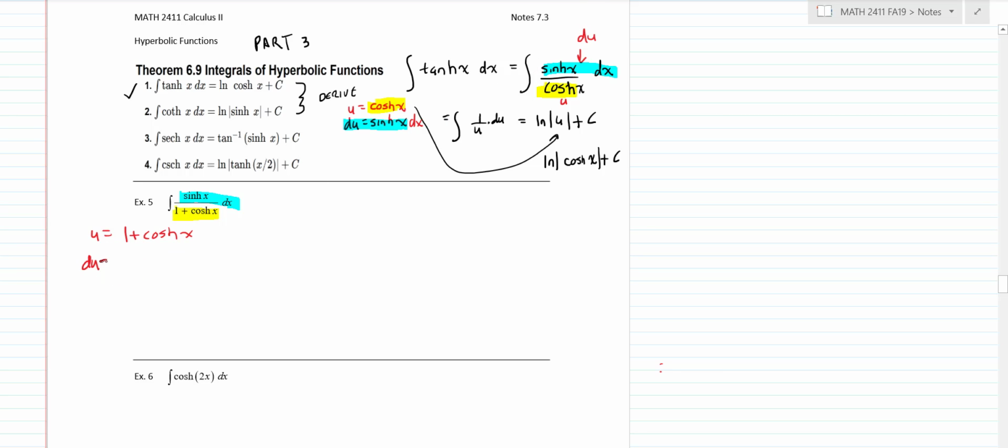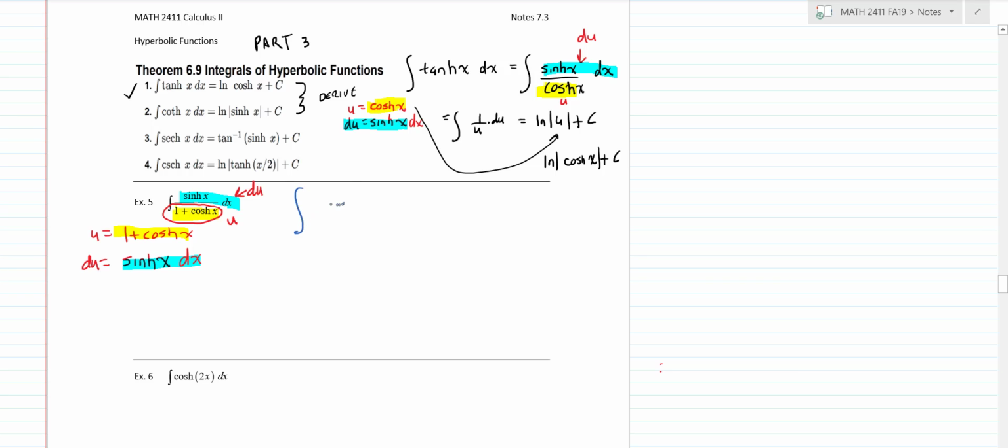So du is the derivative of 1 plus cosh of x. That's 0 plus sinh of x. So that is sinh of x dx. Okay, so what we're going to do then is this part right here is going to be the u part. All right, that's what u is. And then this part right here, the sinh x dx, that's going to be your du. So everything is beautifully set up for a real basic U substitution problem then, okay?